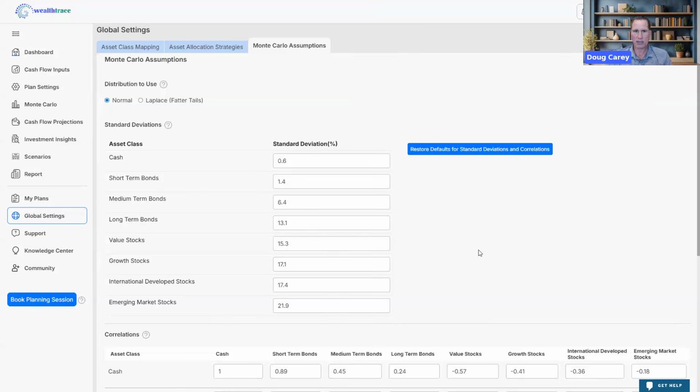Now, the distribution, if it's normal, this is fairly standard math, so that part would be very similar for sure if you're using the normal distribution.